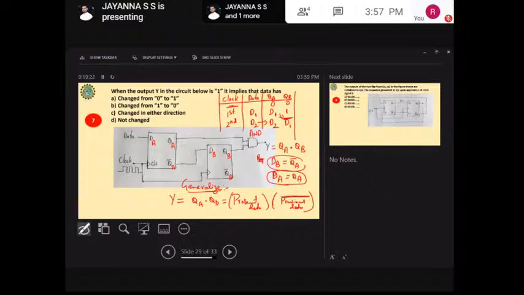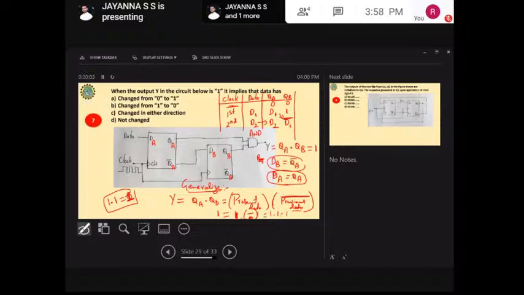Here they are told that y equal to 1, so the output should be 1. The output of the NAND gate is 1 whenever both the inputs are 1. So in order to get 1, QA and QB should be equal to 1. So the present data is 1, and for the previous data, I'm going to take 0 here. It will be complemented, so complement of 0 is 1, and I'm going to get 1.